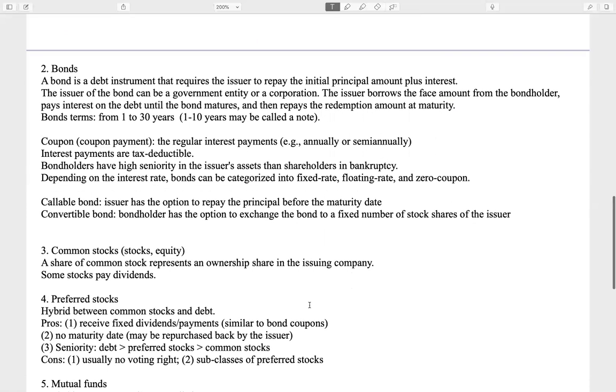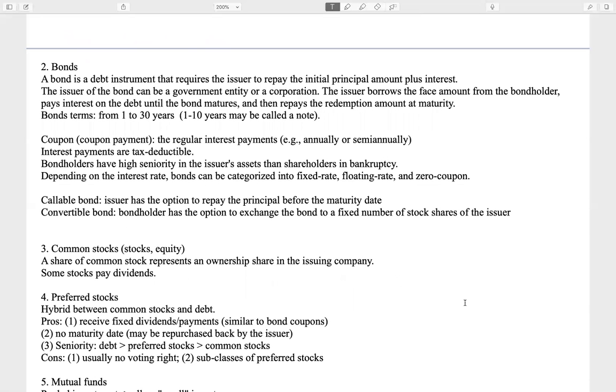The second type is not new, right? Bonds. We have been studying bonds for quite some time in this course. Not exactly the bonds we mentioned here, but you know, annuities are very close to bonds, right? So a bond is a debt instrument that requires the issuer to repay the initial principal plus interest. So in that sense, the cash flows of a bond are nearly identical to a level annuity, right?